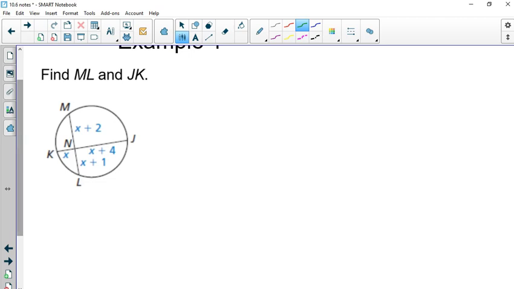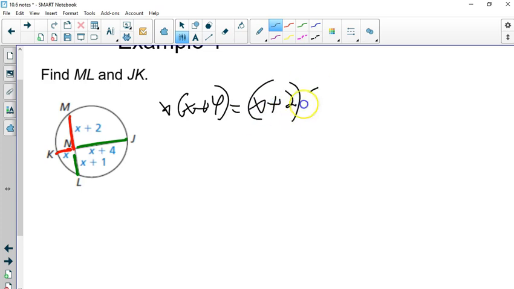Okay, so it's kind of hard to see what's what, but this is supposed to be x plus 2. This is x plus 1. This is x. And this is x plus 4. So what that's saying is, this goes back to what we started off reviewing today, x times x plus 4 is going to be equal to x plus 2 times x plus 1.